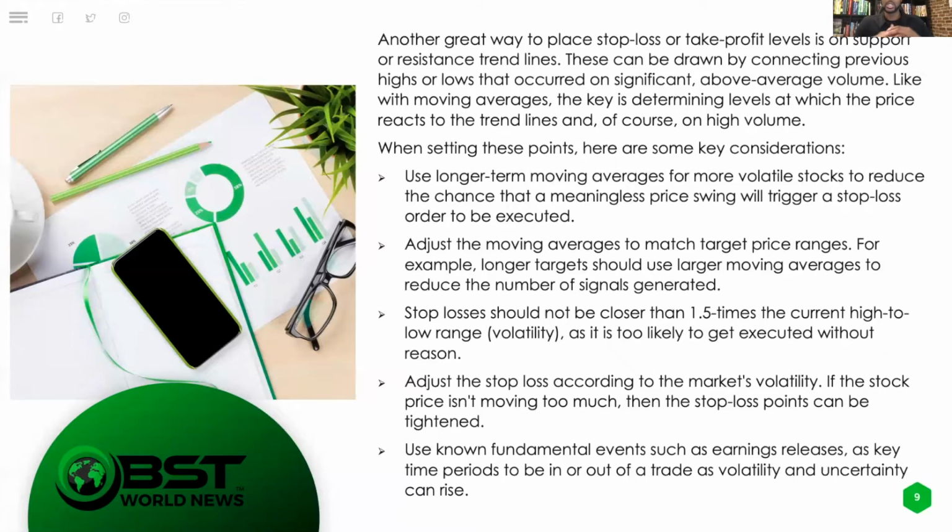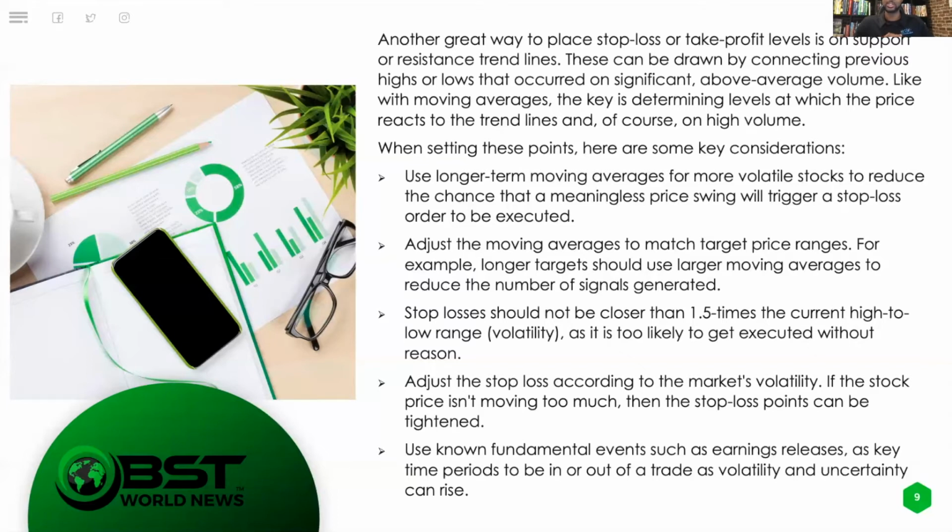All right. So stop losses should not be closer than 1.5 times the current high to low range, as it is too likely to get executed without reason. And that's basically what I just described when we talk about false triggers and wicks coming down and bouncing back up. Give the price some space, give the price some room to breathe, and then you'll be okay.